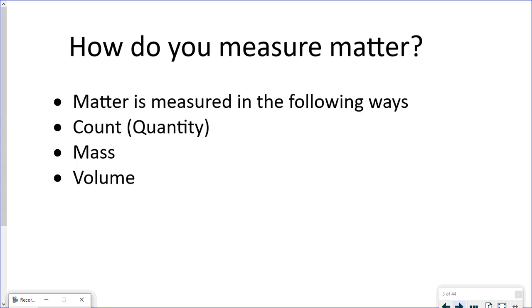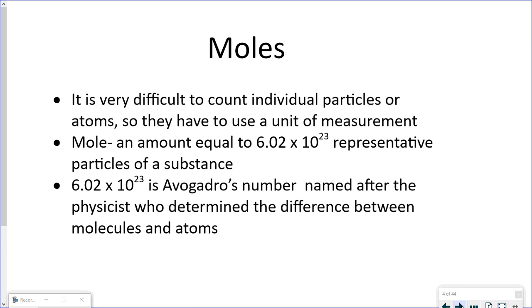So one thing we're going to use throughout this unit is moles. A mole is a bulk unit because it's very hard to count individual particles or atoms, so we use a bulk unit. This is similar if you buy a dozen eggs. You know a dozen means 12. If you have a ream of paper, that's 500 sheets. So it's one of those bulk units similar to that.